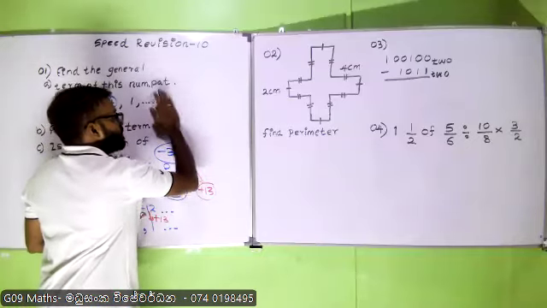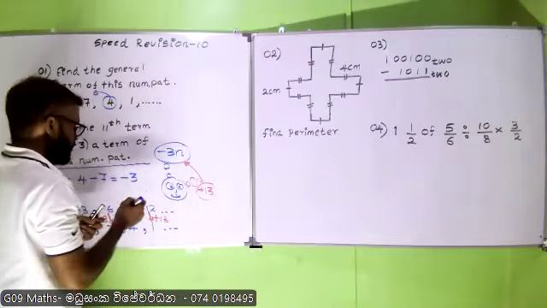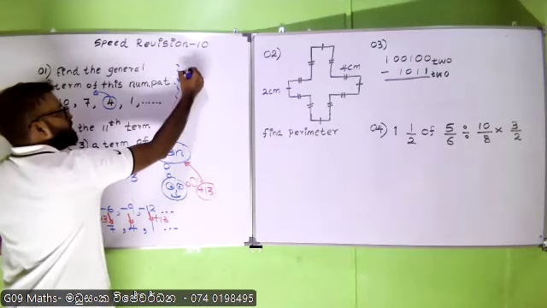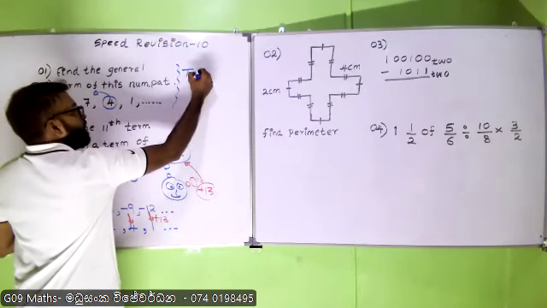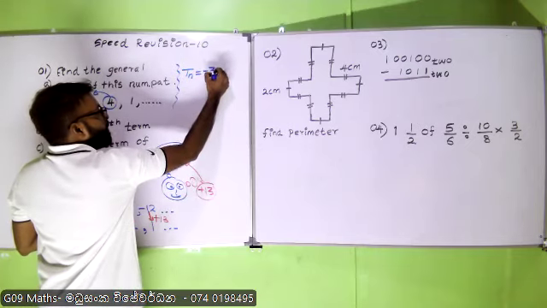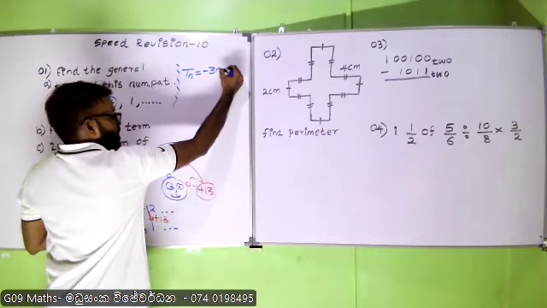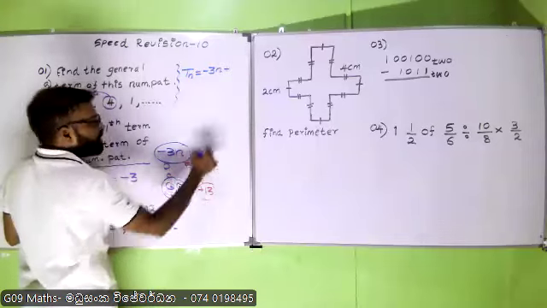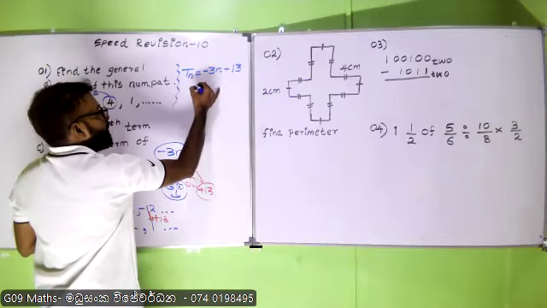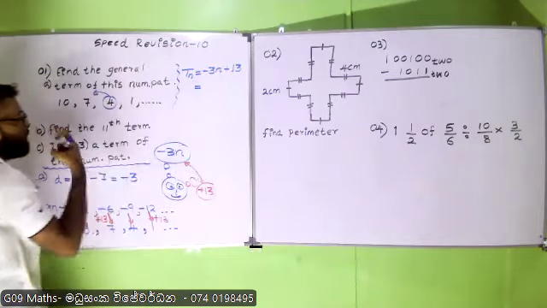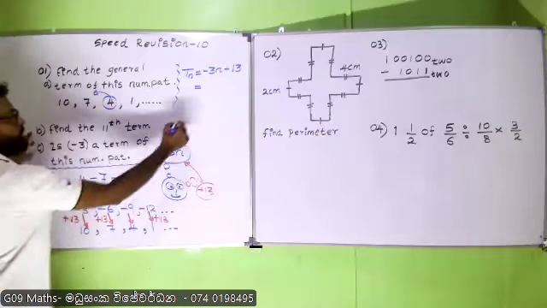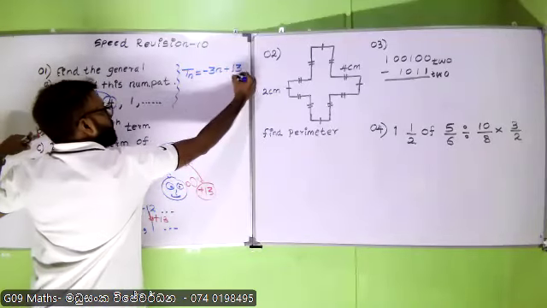So I will do it. You can write down the general term, which is Tn, equals minus 3n, don't forget that, plus 13. Minus 3n plus 13. If you don't remember, you will have to look at the lesson notes. Minus 3n plus 13. So this is the answer for part A.